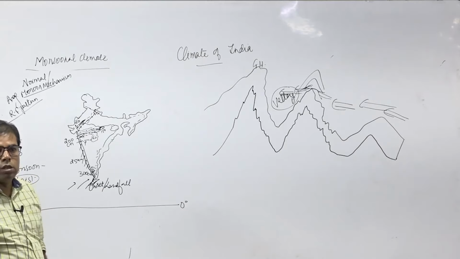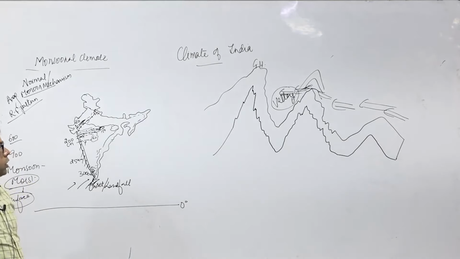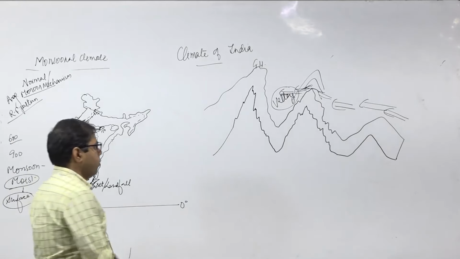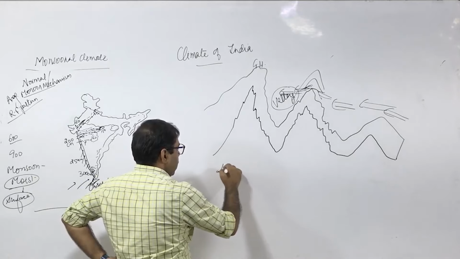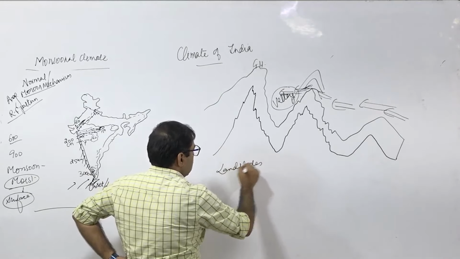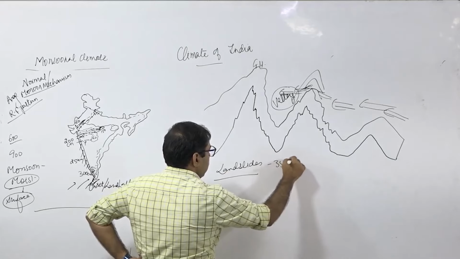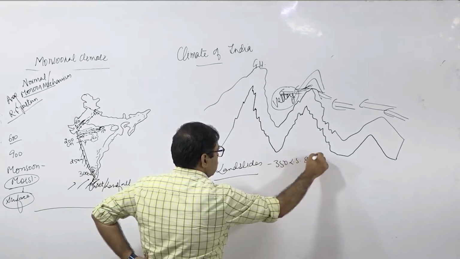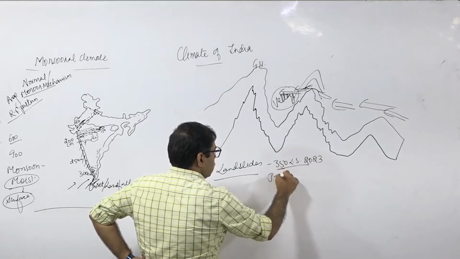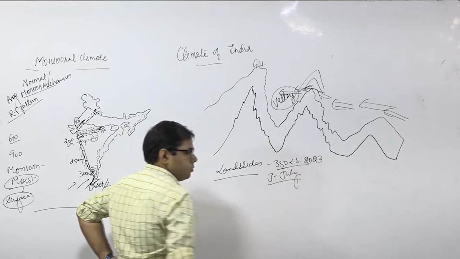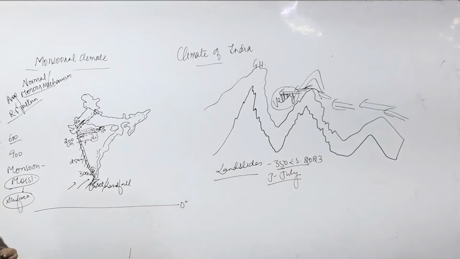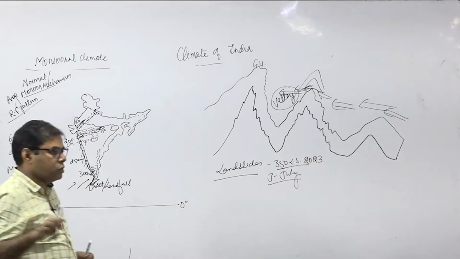Am I clear? Understood? So, more cases of cloudburst are observed in the Middle Himalayas, on the northern slope of Middle Himalayas. Clear? Right? So, because of these conditions there are landslides. There were 350 cases of landslides in 2023 from the period of June to July. Right. So, why are there landslides in the Himalayas?